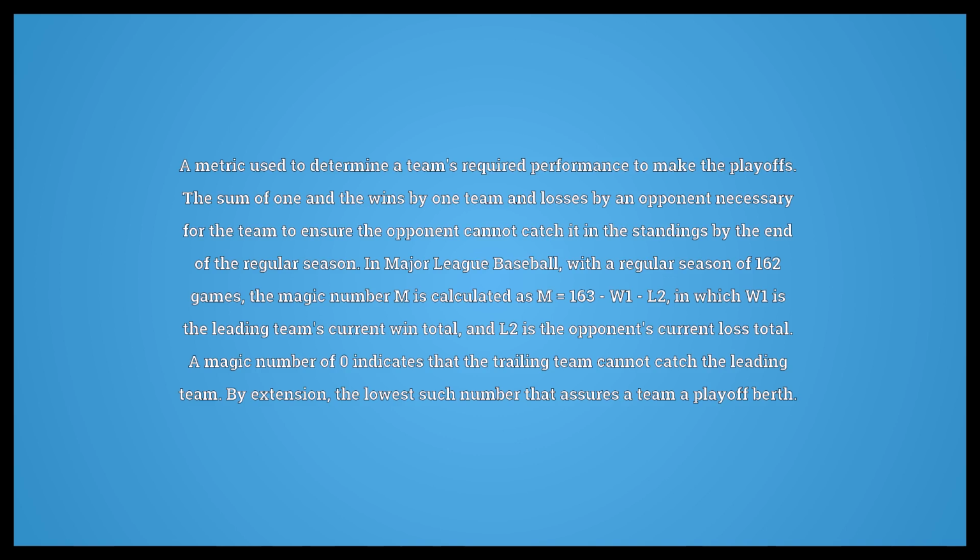In Major League Baseball, with a regular season of 162 games, the magic number M is calculated as M = 163 - W1 - L2, in which W1 is the leading team's current win total, and L2 is the opponent's current loss total. A magic number of 0 indicates that the trailing team cannot catch the leading team. By extension, the lowest such number that assures a team a playoff berth.